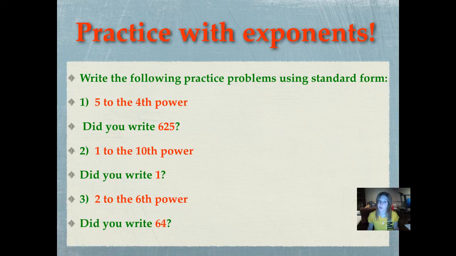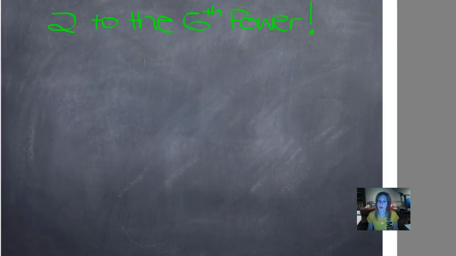Did you write 64? Let's see how we got that answer. So now we're writing 2 to the 6th power in exponential notation. So 2 is our base. That's our number that we'll be multiplying. And 6 is our instructional number, or our exponent. So we know that we're going to write the number 2 6 times. 2 times 2 times 2, there's 3 times, times 2 times 2 times 2. That's our expanded form. Now we'll multiply them all together to get our standard form.